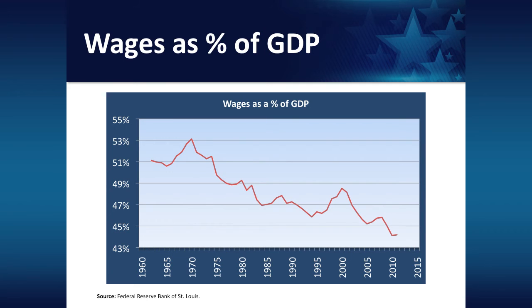Wages as a percent of GDP. So we all know this is happening. This is what you mentioned earlier, the 99 and the 1. That's what this is. It's been going on since 1960. It's not a new phenomenon.